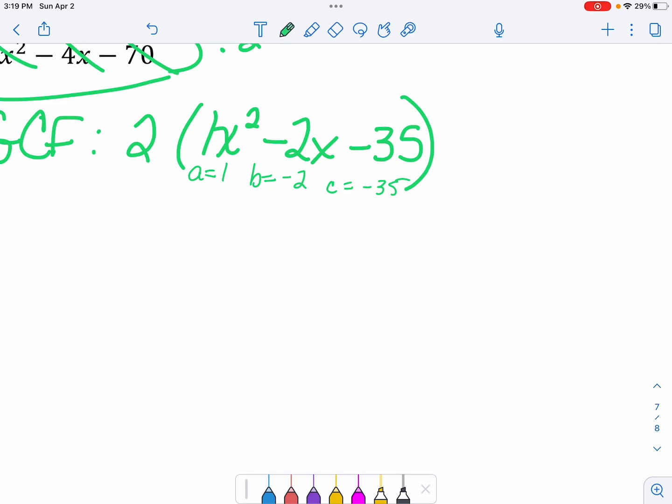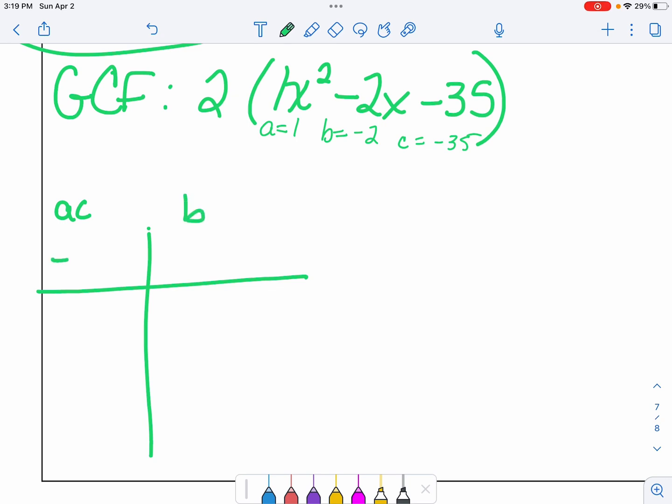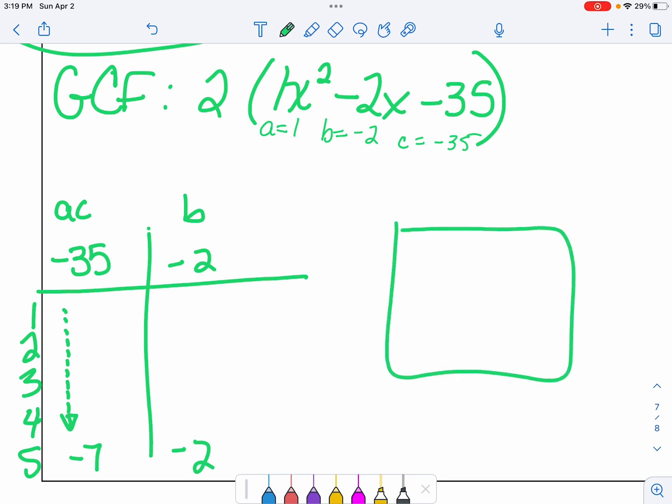Okay, now we have to make a chart, and it has to be our AC chart. What is A times C here? 1 times -35 is -35. B is -2. Magic numbers. It's in this list. I made it in this list on purpose. So it's something about multiplying together to get -35 and adding to get -2. Negative 35 divided by 5 is -7. If you add them, you get -2. Now you could have tried all of these, but that one's the first one that works. So our magic numbers are 5 and -7.